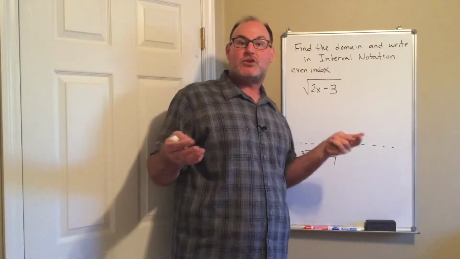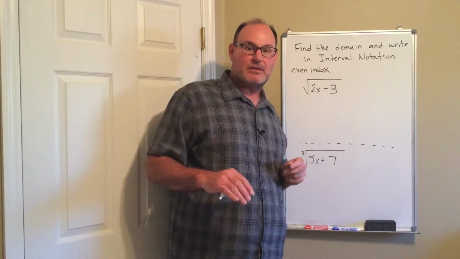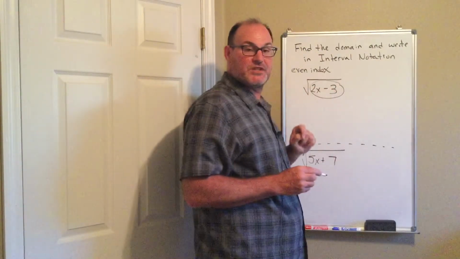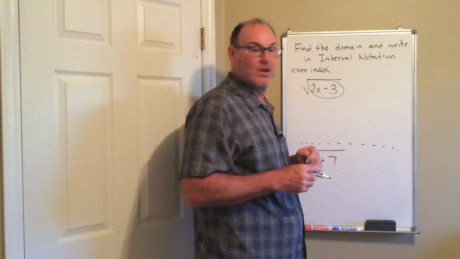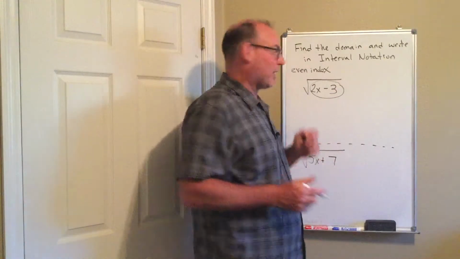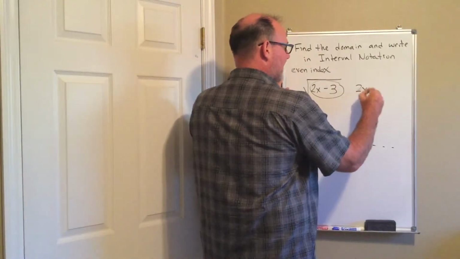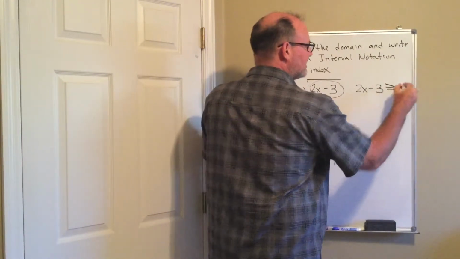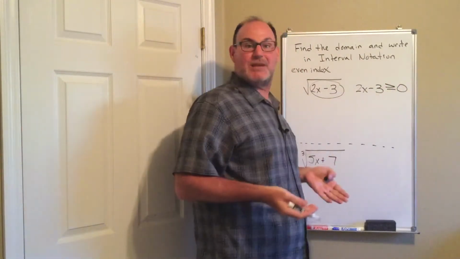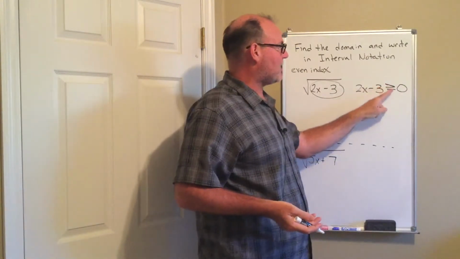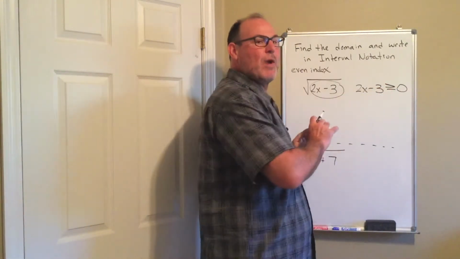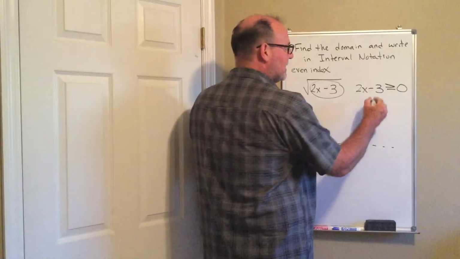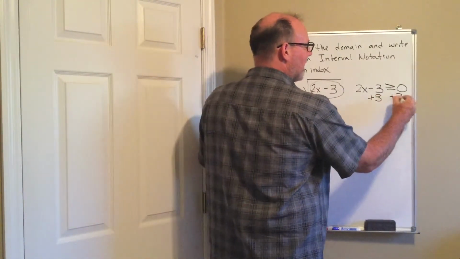So when I am asked to find the domain, I am going to take the radicand, that's what you call what's under the square root, or you can just call it the junk under the square root, and I'm going to take the 2x minus 3 and say it has to be bigger than or equal to 0. That means it can't be negative. It has to be anywhere to the right on the number line. I'm going to solve this inequality, and that is going to give me my domain.